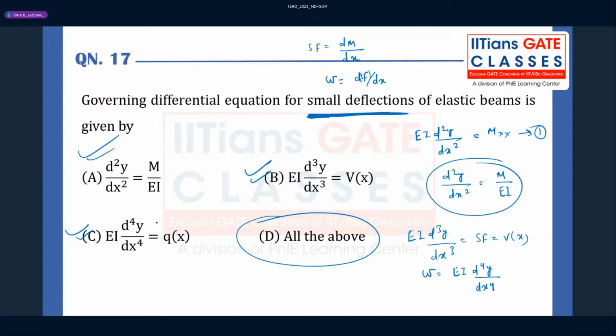Okay, so that's a very simple problem. For the derivation and all, you can follow IGC notes for this particular derivation. During this derivation, we have assumed that whatever the deflections are, they are very small deflections. This equation is valid for small deflections, not for very large deflections, right?